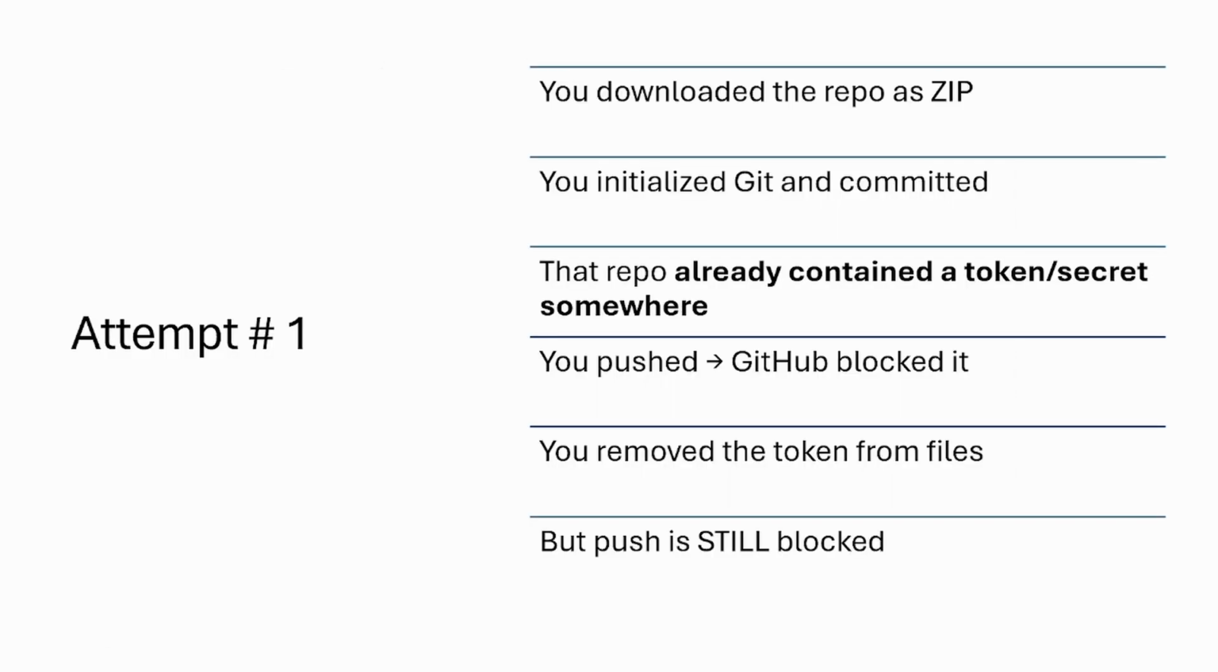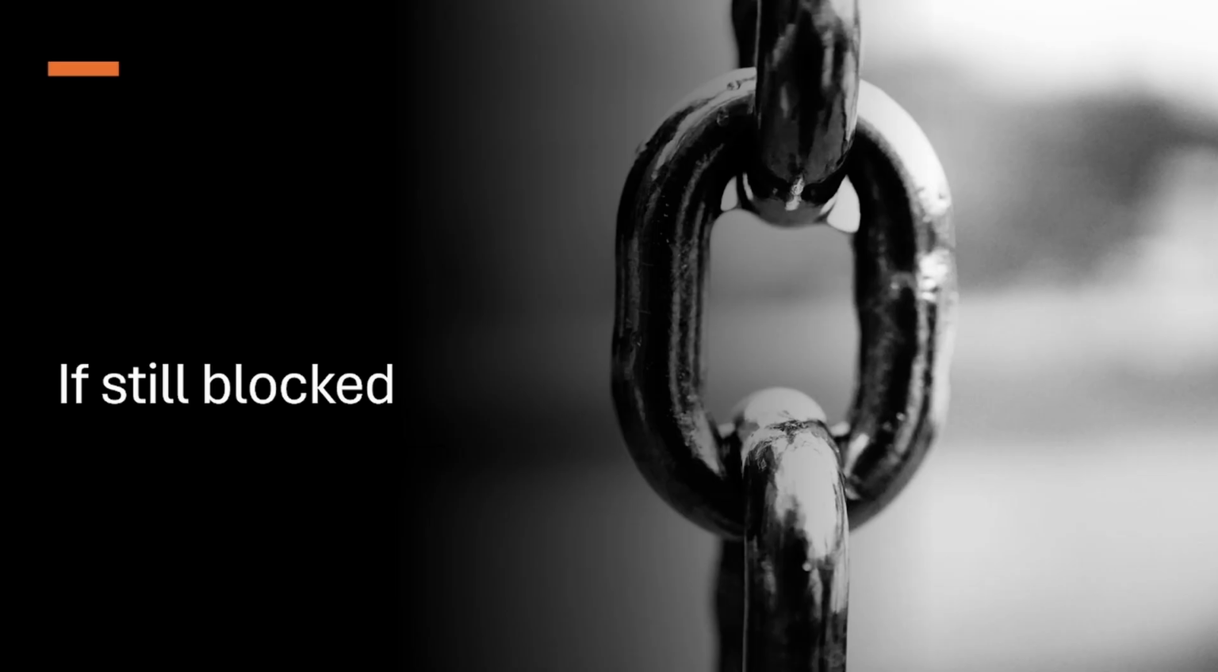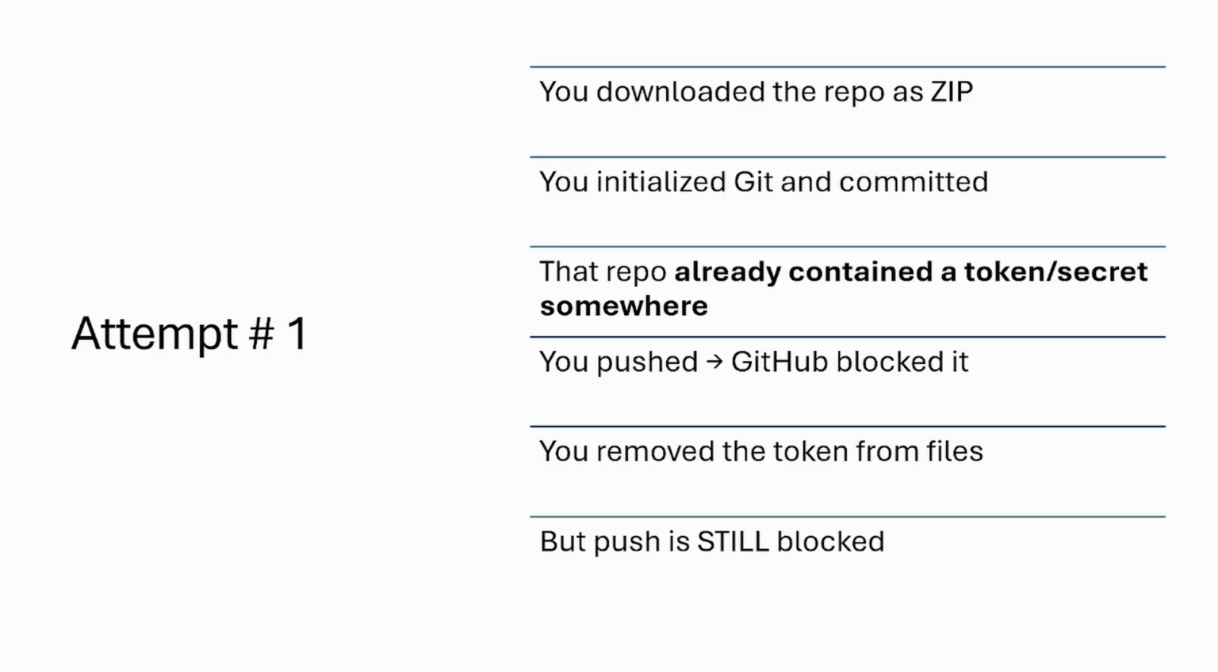What I attempted as the first solution: after downloading and extracting the zip, I tried removing all the tokens manually, from environment files or wherever I had mentioned passwords. I removed everything and tried to push my changes. Still it was blocking me. I'm not able to push my changes. What solution really worked for me? I'm going to share it with you.